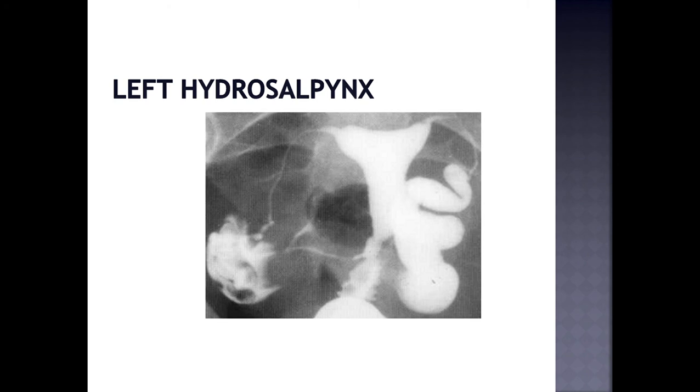So some pathological conditions that we detect by HSG are these. This is the image of left hydrosalpinx, where we see the left side fallopian tube appearing as a serpiginous distended tube.